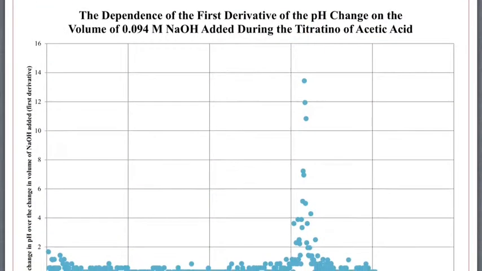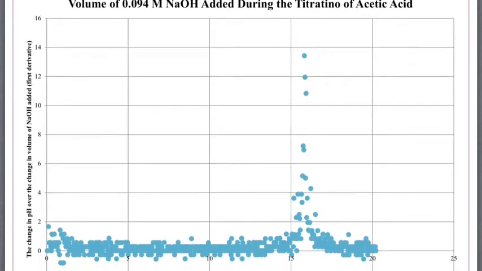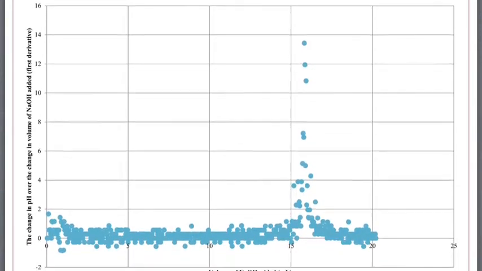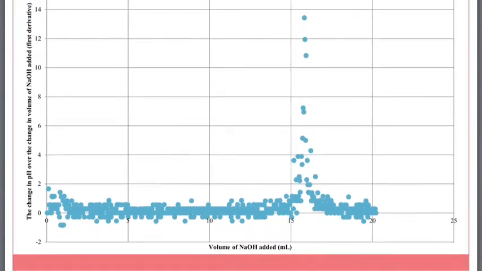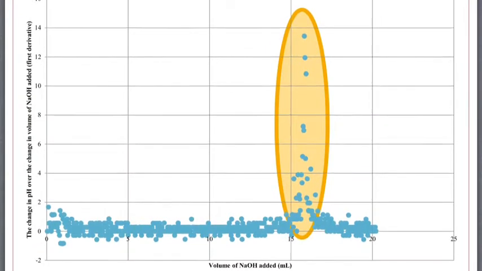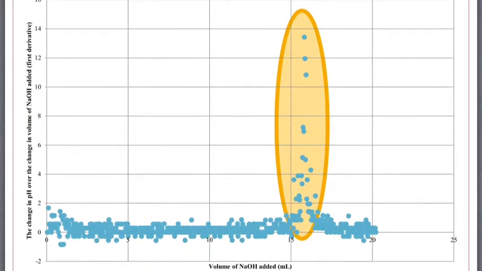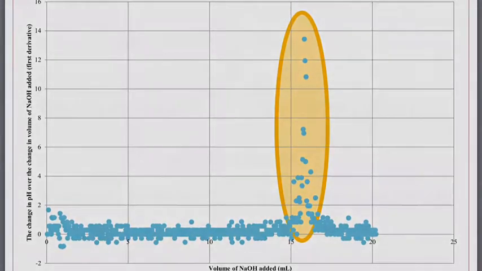Another way to see the volume of NaOH added at the equivalence point is to graph the first derivative of the pH on the y-axis versus the volume of NaOH added on the x-axis. As you can see, at one point in the graph there is a very large increase in the first derivative. This is where the equivalence point occurs.